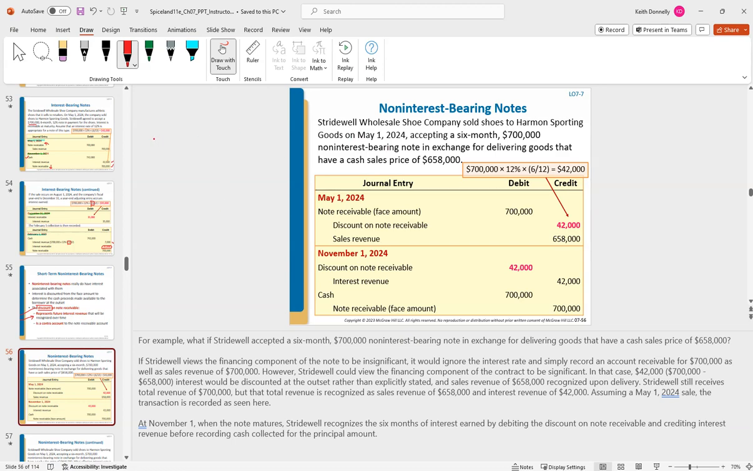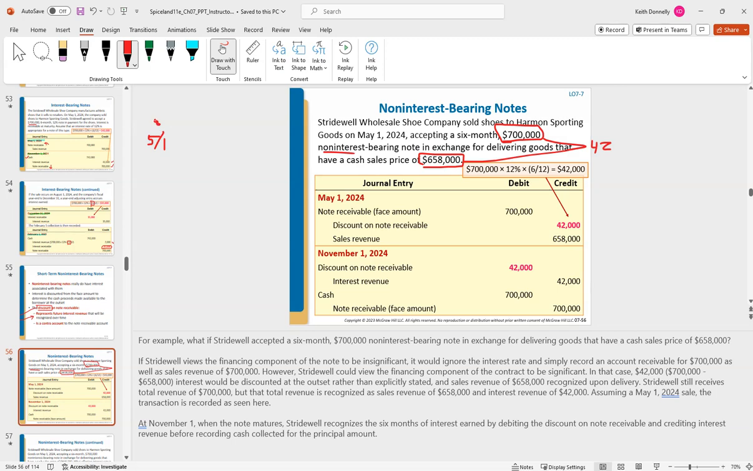Looks like on May 1st, they accepted a 6-month, $700,000 non-interest bearing note in exchange for delivering goods that have a cash sales price of $658,000. So you can see here, normally we sell this for $658. We're eventually going to get a note, a payment here for $700. So the difference there, that 42 difference, is going to end up being our discount, which is essentially how we make money on it. We're going to make money from the sale, but we're also going to have some sort of implicit interest in there. So how do we deal with this?